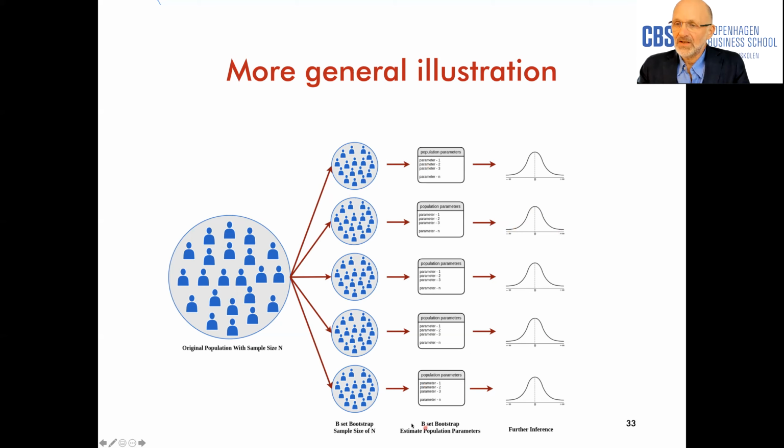So you get these B bootstrap samples, and then you can estimate the parameters you're interested in on those bootstrap samples, and that gives you the distributions of the various statistics that you're considering.